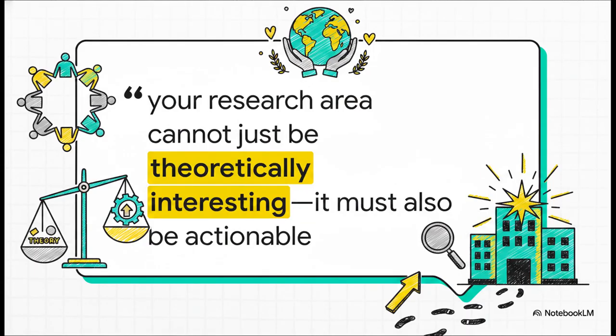I absolutely love the point made here. Because social work is an applied profession, your research area cannot just be theoretically interesting, it must also be actionable. This brilliantly summarizes our core ethos. We aren't out here just researching for the sake of publishing academic papers, right? Our profession is built on social justice, human rights, and community well-being. So whatever area you end up choosing, it has to ultimately lead to real-world impact. It's got to be actionable.